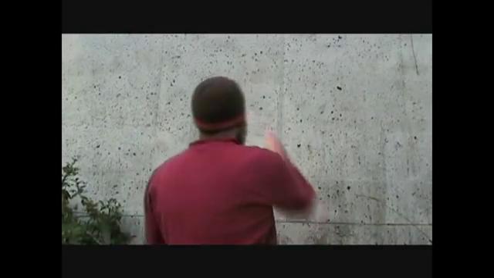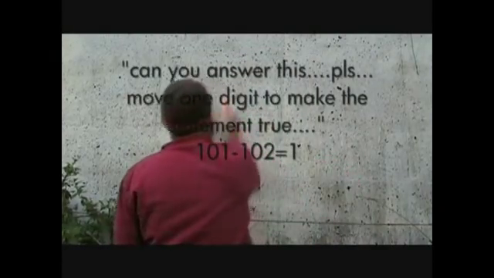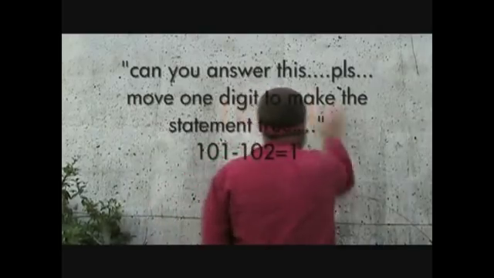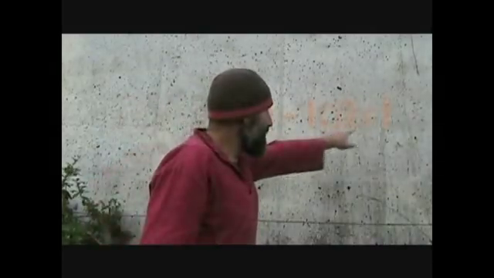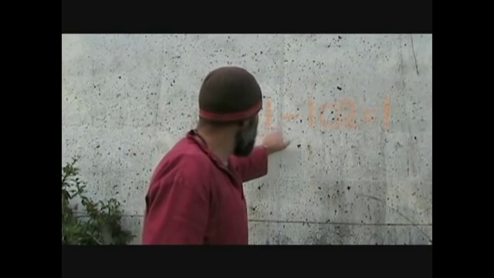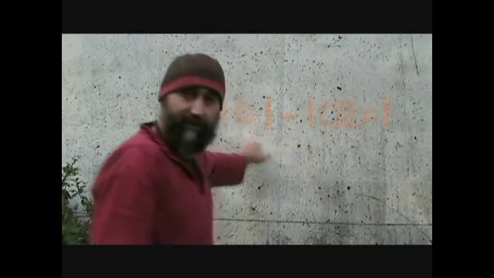And the riddle is, he posted a comment saying, how do you correct the following equation? And the equation is, this equation is false right now, because 101 subtract 102, you should have -1, because this is a bigger number than this, right? So his question was how do you move one of these numbers so this equation becomes true? Okay. 101 minus 102 is equal to 1.